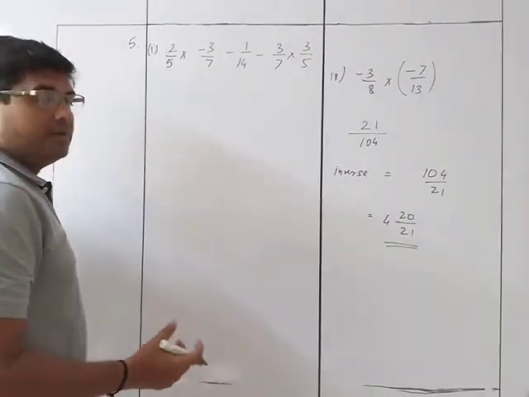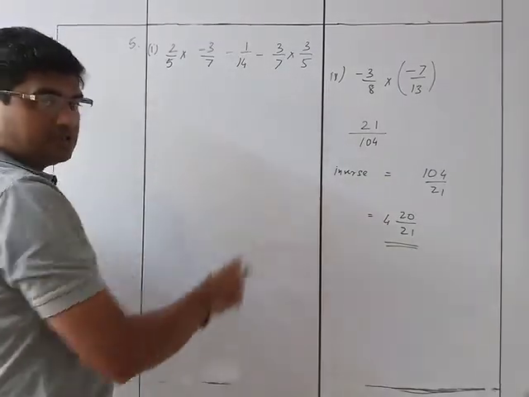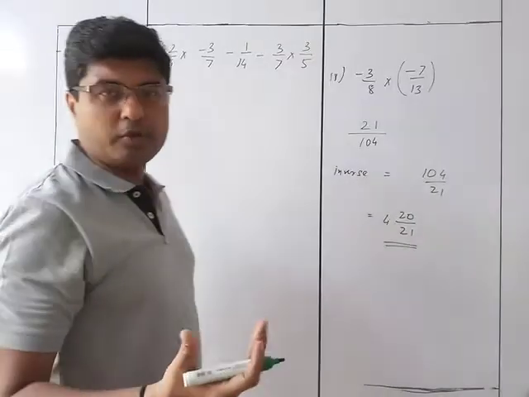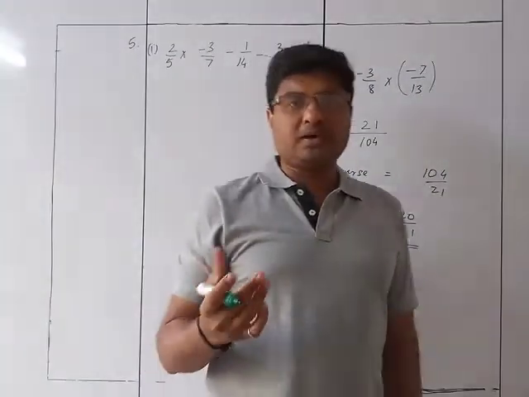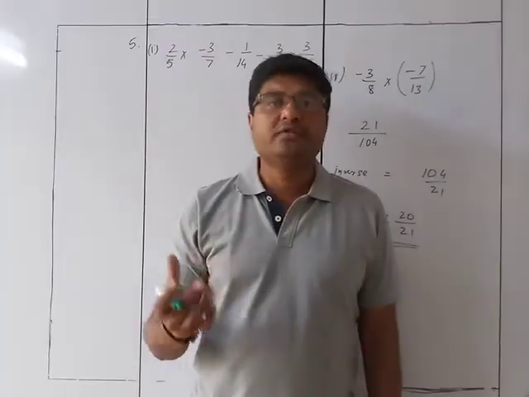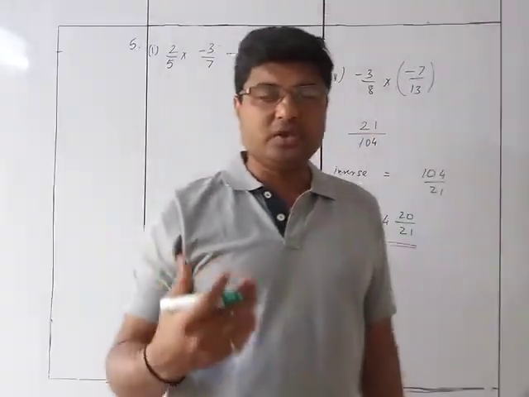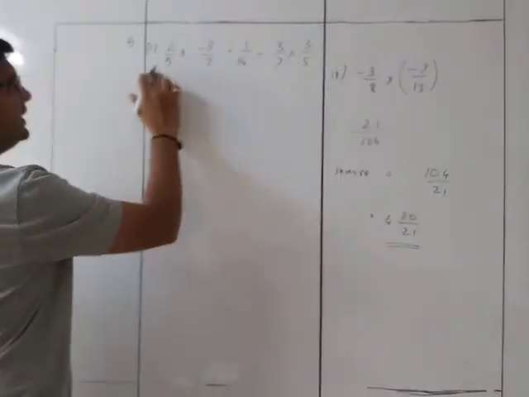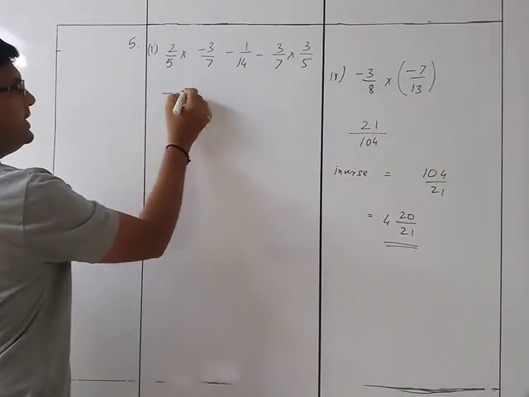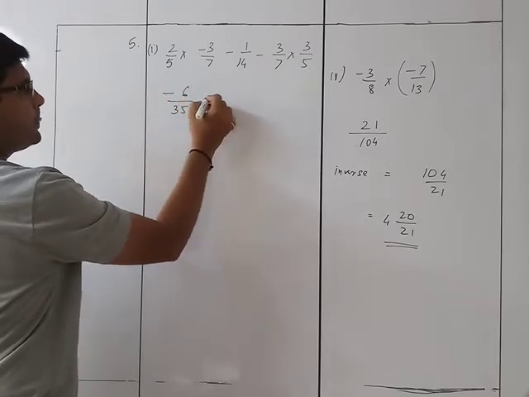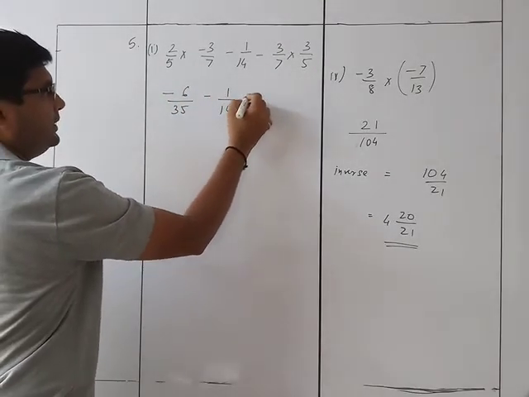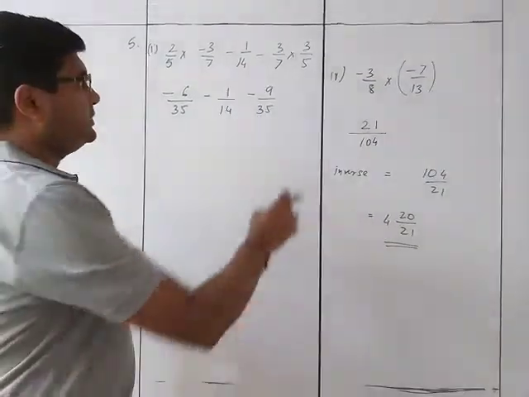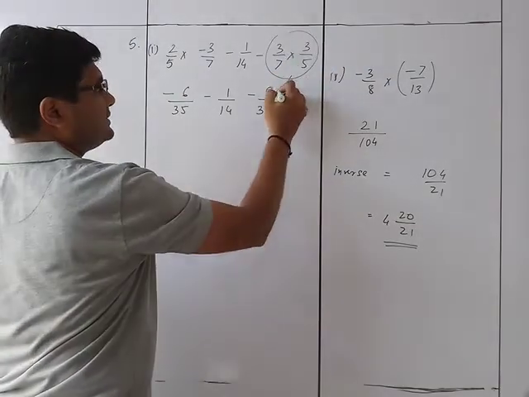So we know that we are going to do the multiplications first. We'll multiply this part first, and this part first. We will be using the BODMAS rule over here. BODMAS is brackets, order or division, multiplication, addition and subtraction. So we know that the multiplication has to be done first and then the subtraction. Accordingly, you will have minus 6 upon 35 minus 1 upon 14, and this will be minus 9 upon 35. Got it? This much is minus 9 upon 35.